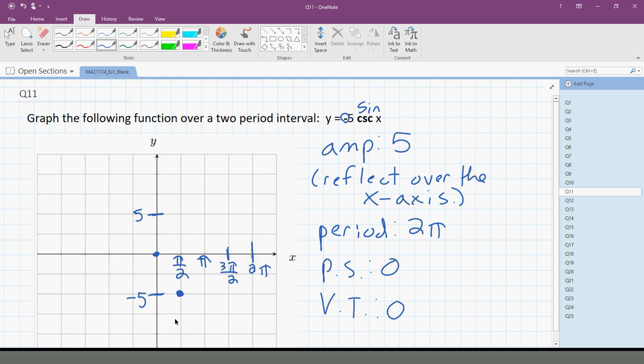Then where? Then it goes back up, and then where? Then the 5, and then back to the x-axis. Now, because this is cosecant, anywhere you hit the x-axis, those are vertical asymptotes, because that's where we are undefined.